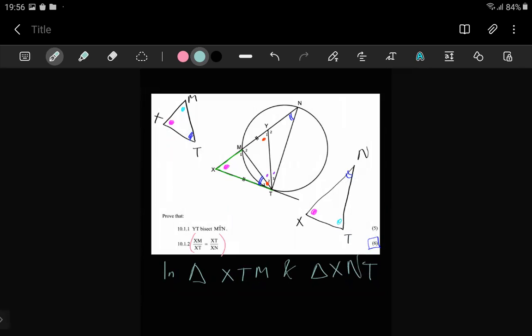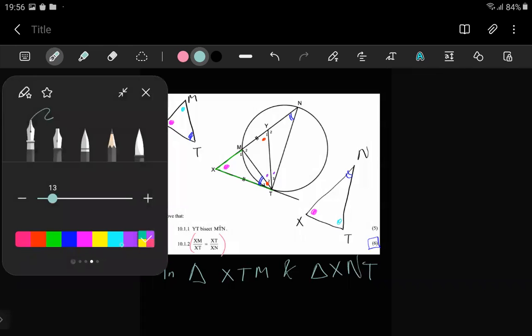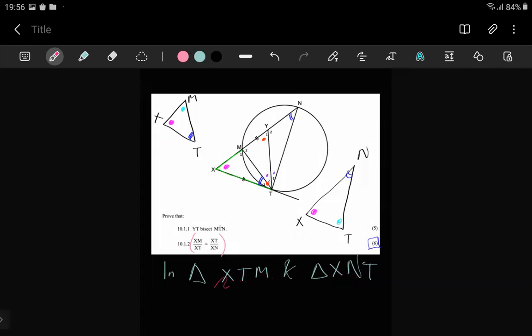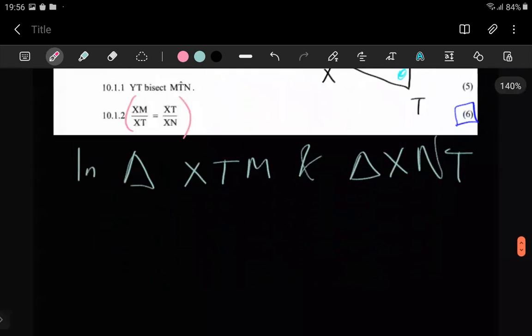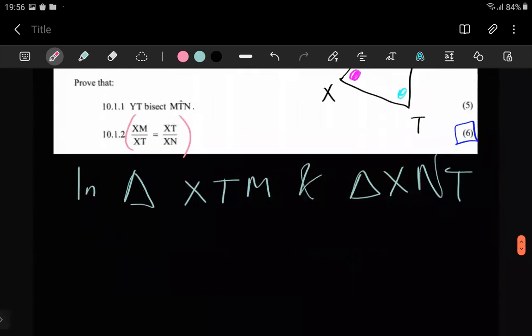That's how you want to label these triangles, because now as you're going to be showing that certain angles are equal, all you're doing is matching letter for letter. So the X is equal to the X, the T is equal to the N, then the M is equal to the T there. You have to make your life easier like that. So let's start. Here we're going to say X is equal to X. It's a common angle.